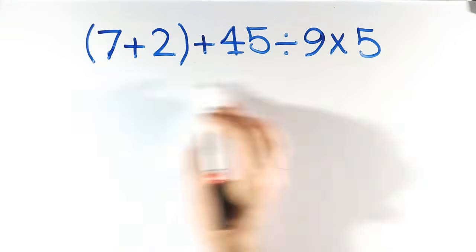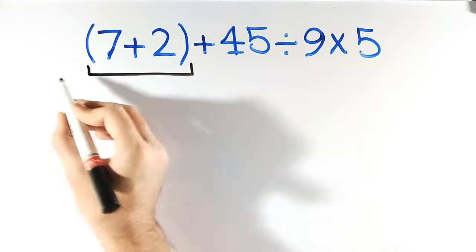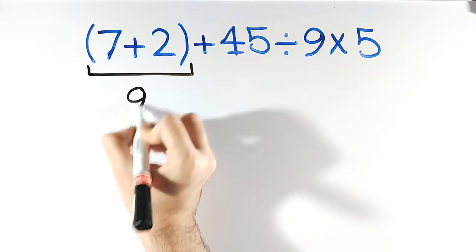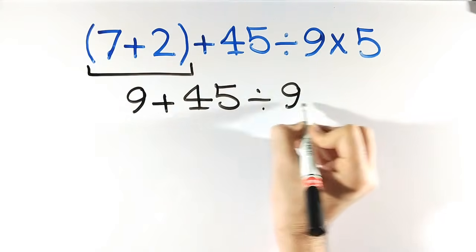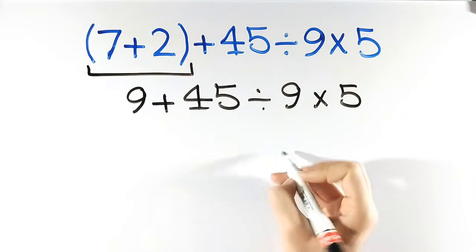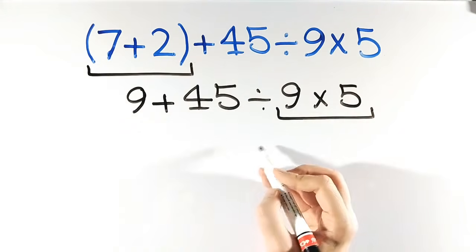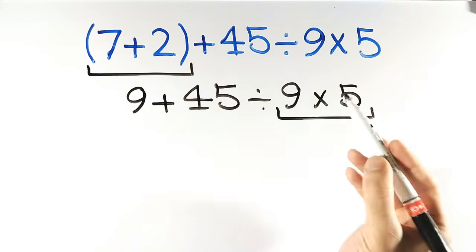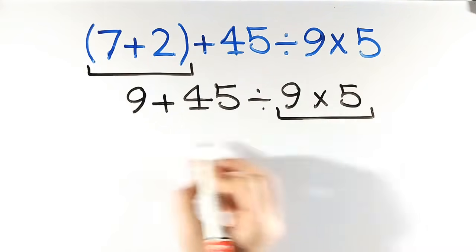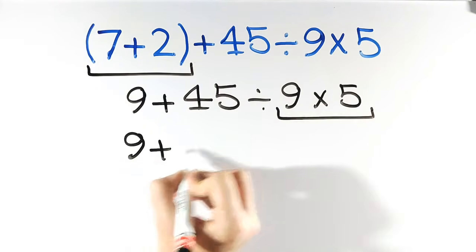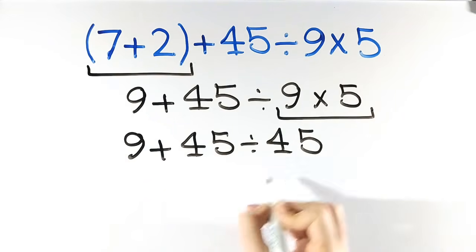Also, some other people when solving this question, again go straight to the expression inside the parentheses. And instead of this expression, they write 9 plus 45 divided by 9 multiplied by 5. And the next step, they go for the multiplication between 9 and 5 because they think multiplication has a higher priority than division. So, instead of this expression, they write 9 plus 45 divided by 45.